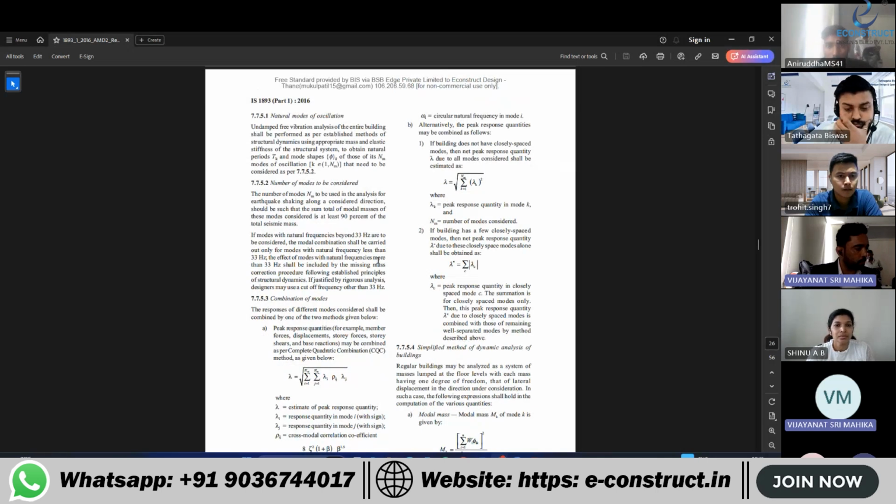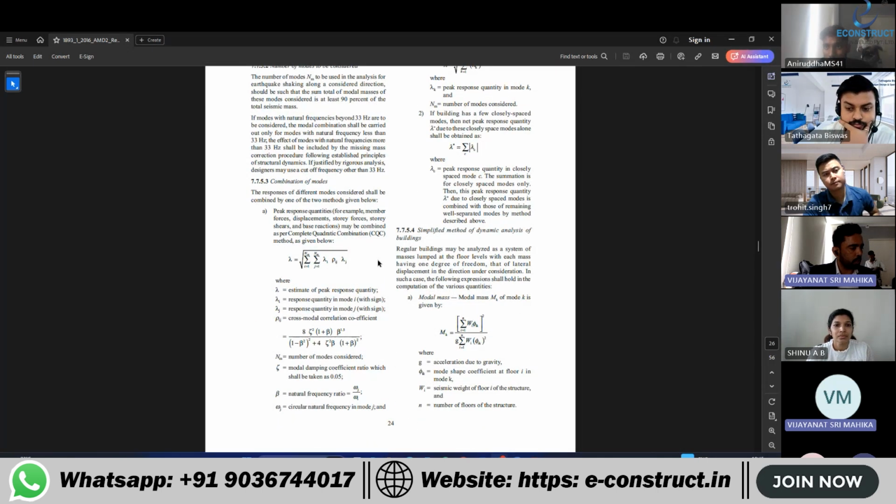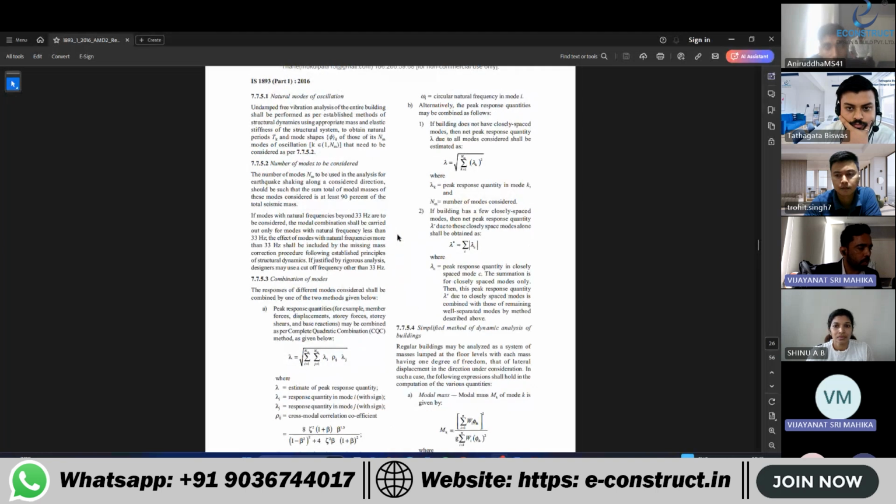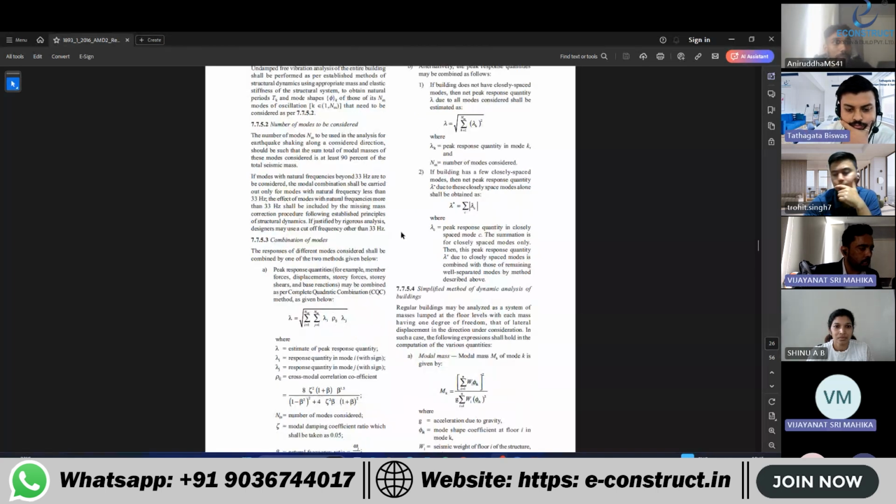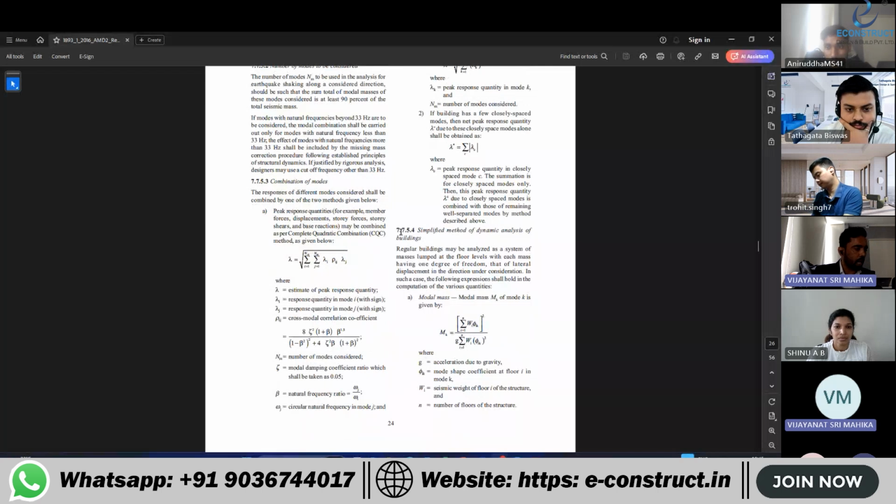Code 7.7.5.3, Combination of modes. The responses of different modes considered shall be combined by one of the two methods given below. A. Peak response quantities, for example, member forces, displacement, story forces, story shears, and base reactions may be combined as per the complete quadratic combination, CQC, method as given below.